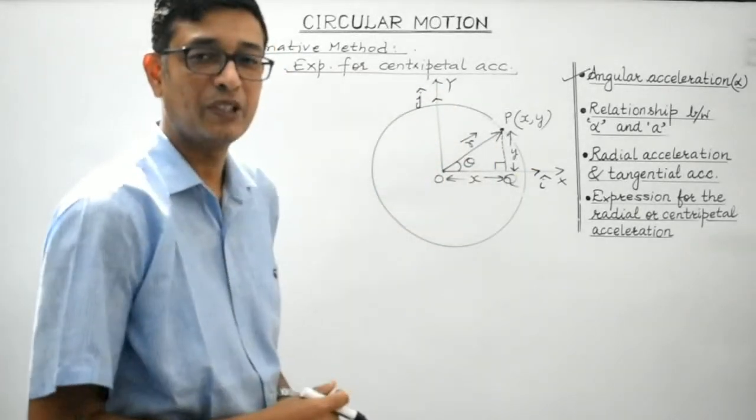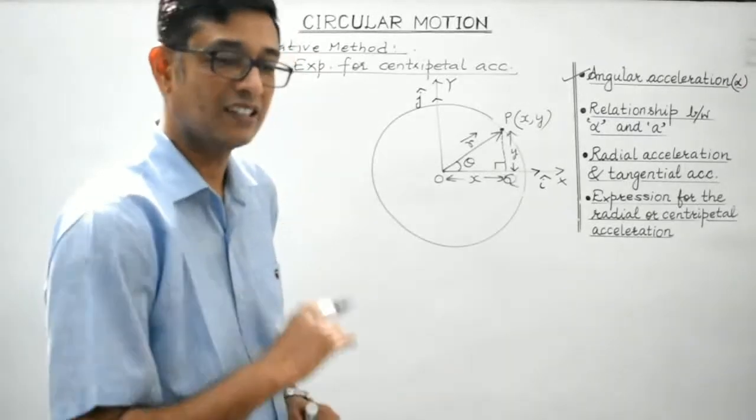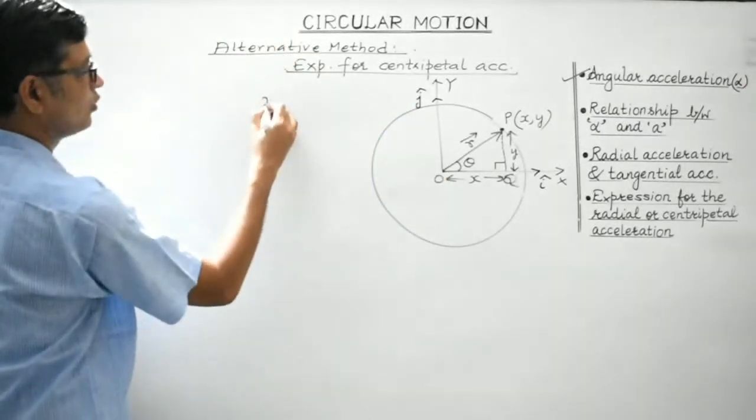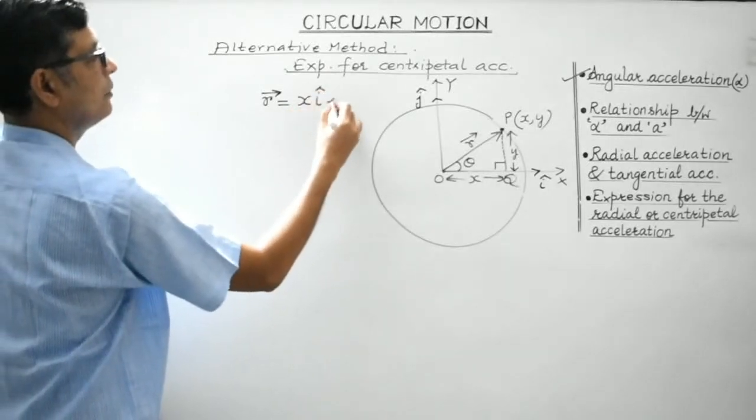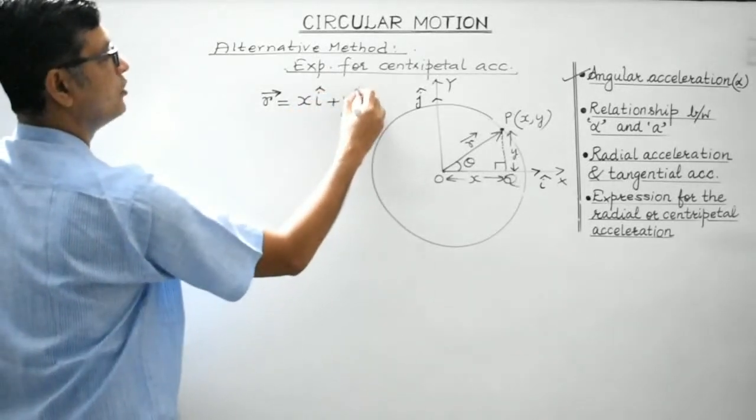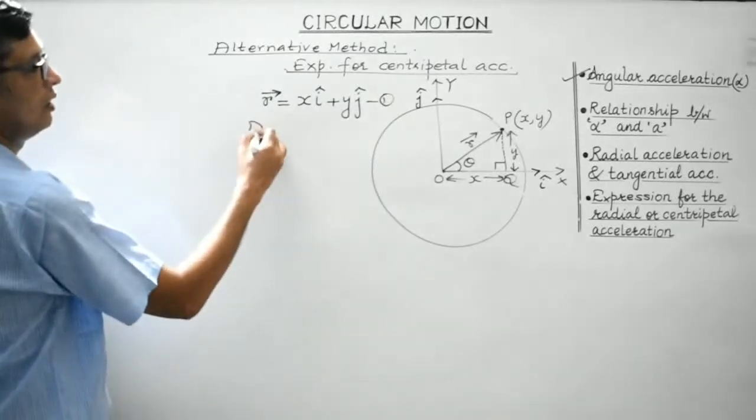In the vector form, students, we are aware i cap represents the direction along the x-axis, while j cap, a unit vector, represents the direction along the y-axis. In the vector form, the position vector r vector will be written as x i cap plus y j cap. Put this as equation 1.